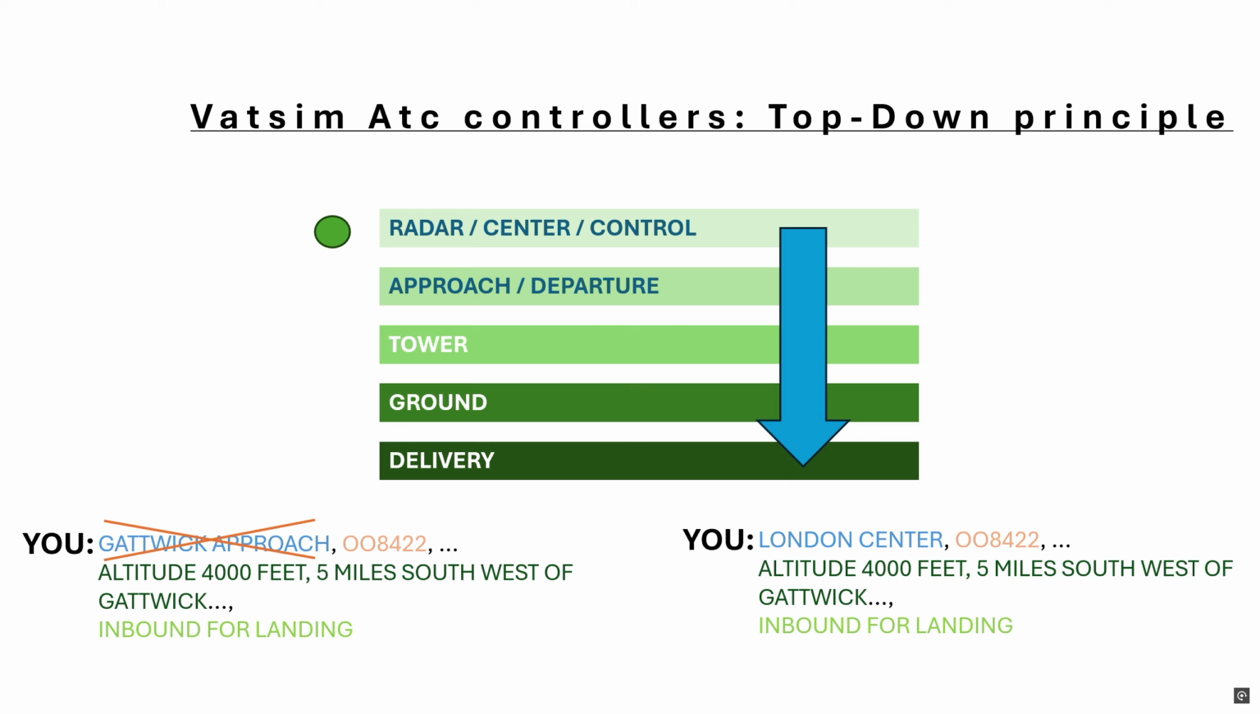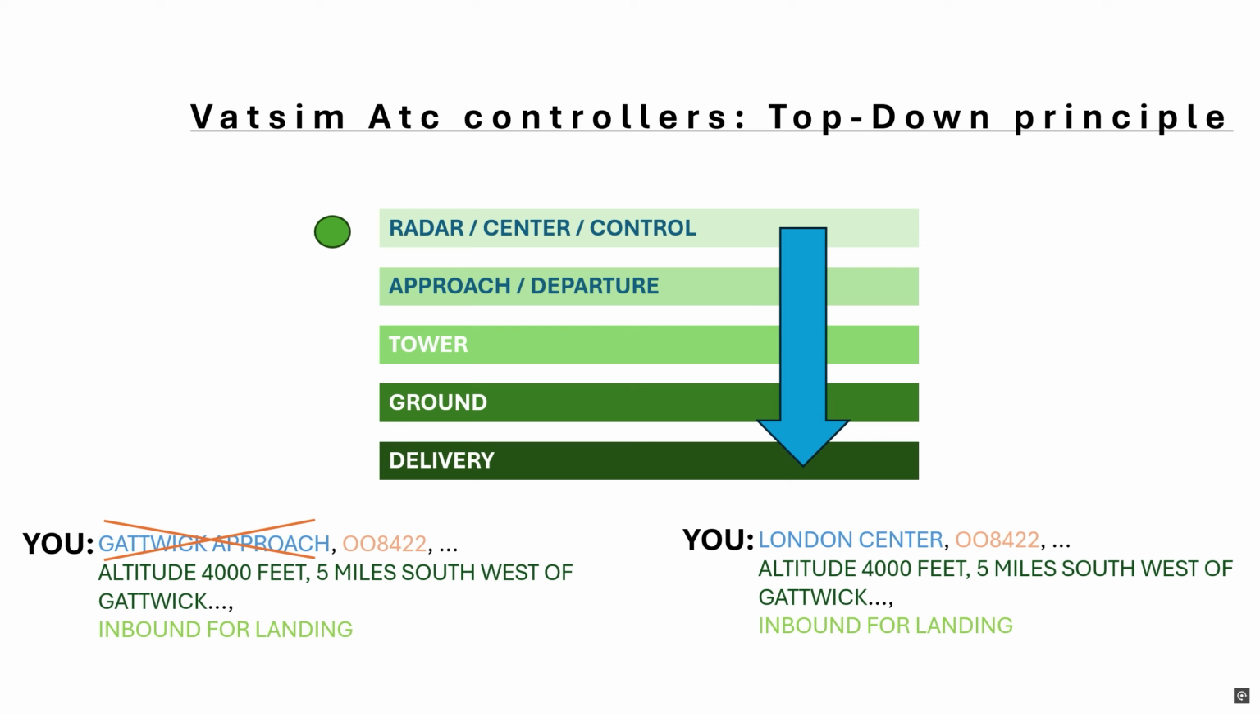So this is the basics of the top-down principle of different ATC instances and of how you structure your sentences and repeat what ATC tells you to communicate with ATC. It is something I will elaborate on in further videos. I will go into detail what you can expect for communication instructions at delivery, at ground, at tower, at approach and departure, and at radar center and control. So at each level of the flight.